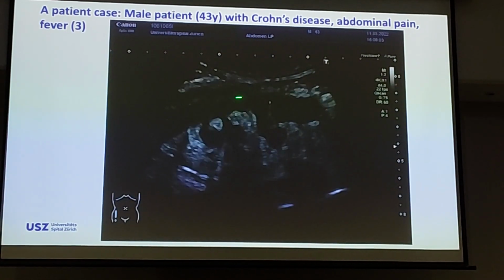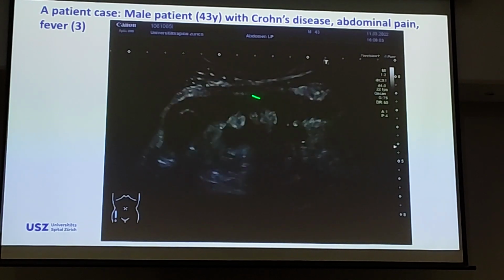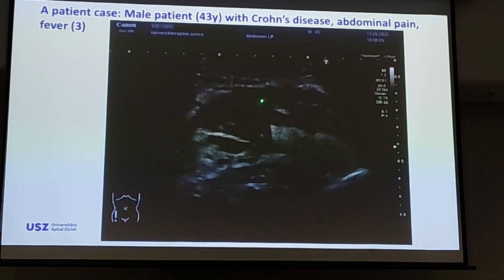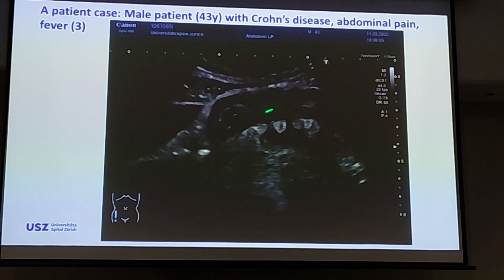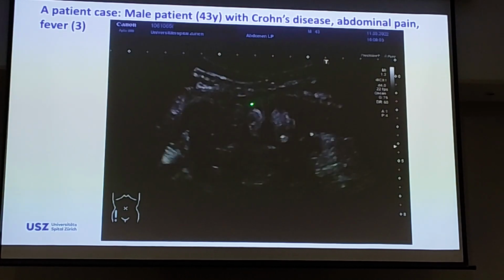Here you see it again. The lumen is really compressed. The bright layer in the middle is the lumen. The dark layer are the 3 layers of the bowel wall.